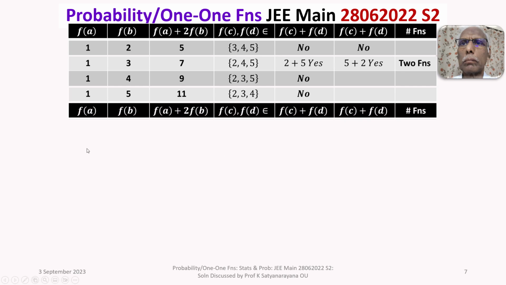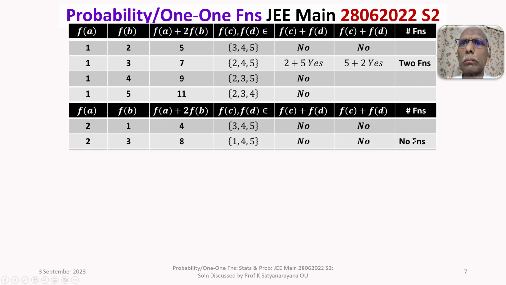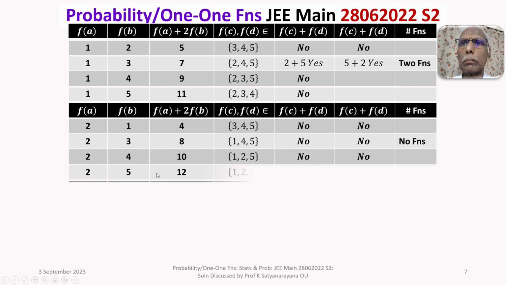Next, F of A is 2. So you take F of A is 2, F of B is 1, F of A plus 2 times F of B is 4. F of C, F of D can be other than 1, 2, it will be 3, 4, 5. We cannot write 4 as the sum of any two numbers from 3, 4, 5. Therefore, no functions. Similarly, no functions for the rest. So with F of A equal to 2, no function qualifies.